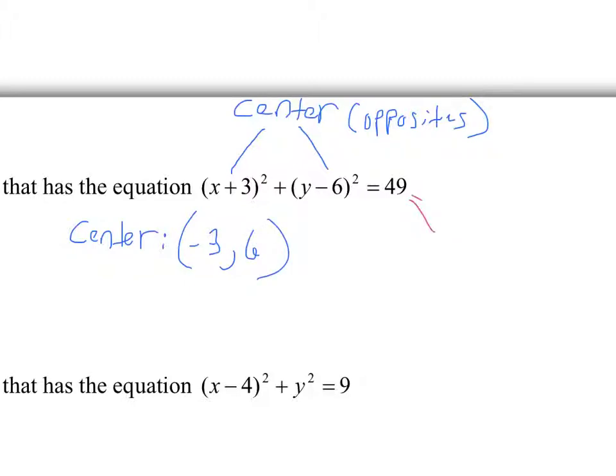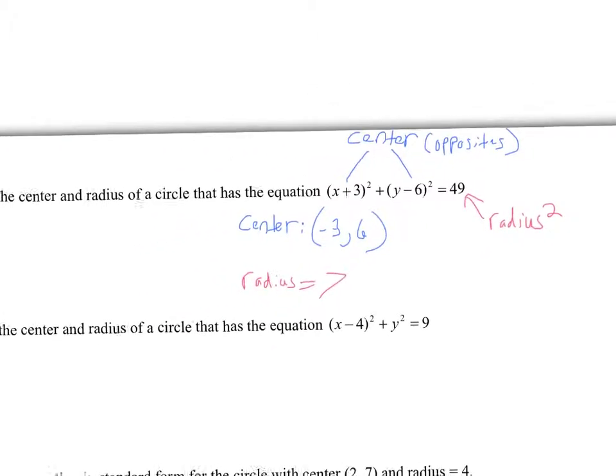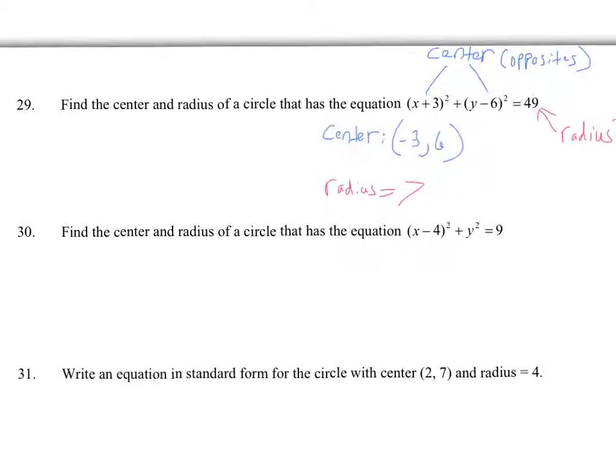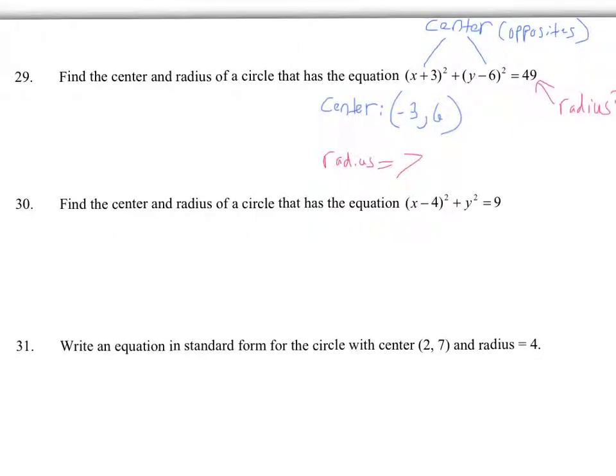Then this last number has to do with the radius, but it's not the radius, not exactly, it's the radius squared. So if you want to know what the radius is, you have to square root that number. So the square root of 49 is 7, so the radius of this circle is 7. And that would give you enough information to graph that circle if you wanted. You could graph the center and then draw segments 7 units away, and you could find the radius.